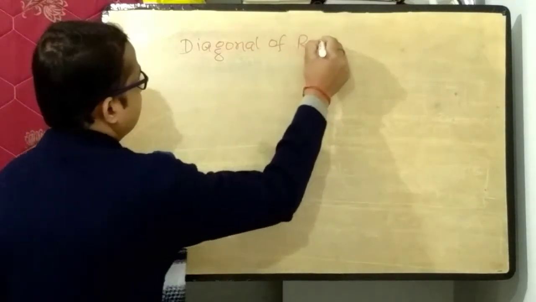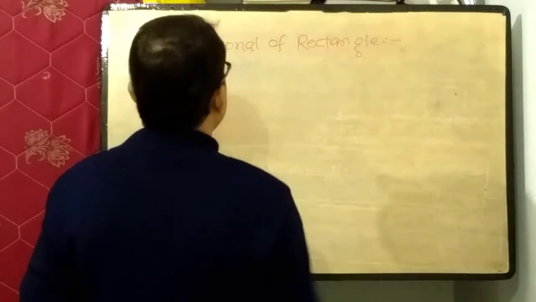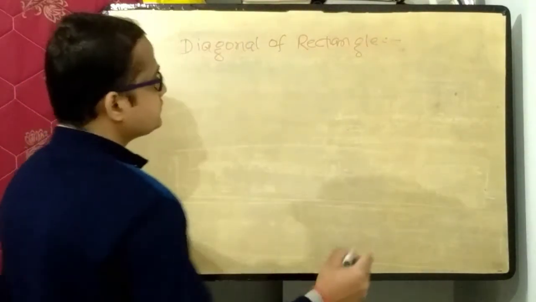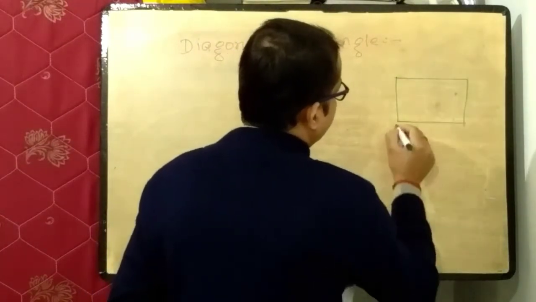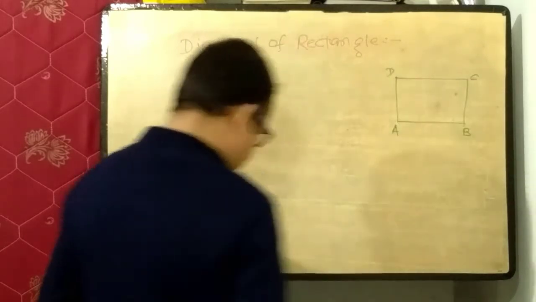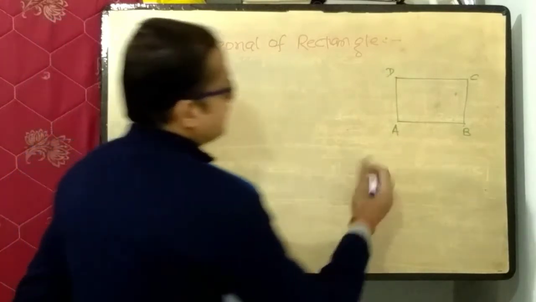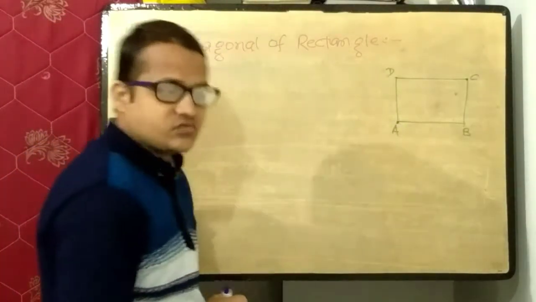Diagonal of rectangle. Suppose a rectangle ABCD is given to you. Vertices A and C are opposite vertices.